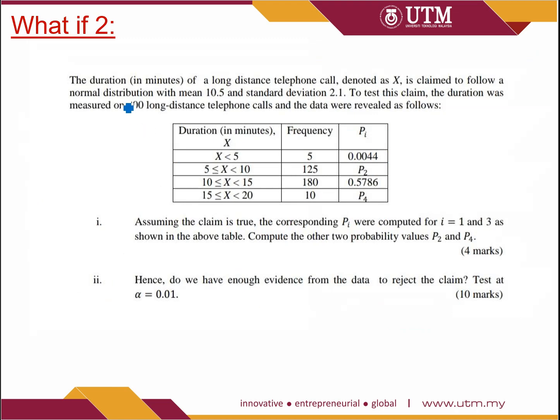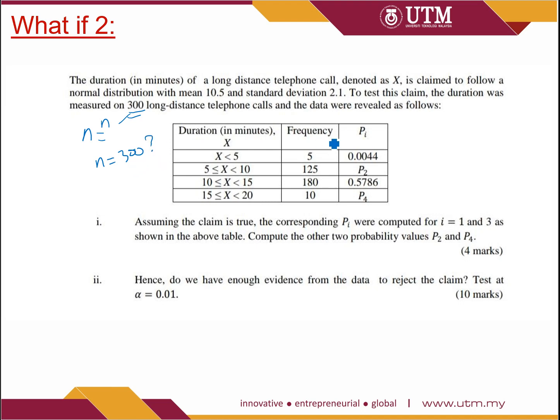Okay, so let's look at another example. The duration in minutes of a long distance telephone call, denoted as X, is claimed to follow a normal distribution with mean 10.5 and standard deviation 2.1. To test this claim, the duration was measured on 300 long distance telephone calls and the data were revealed as follows. So if you see here, normally students would be confused to find the value of n. They thought that this 300 is the value of n. Do you think this is correct?